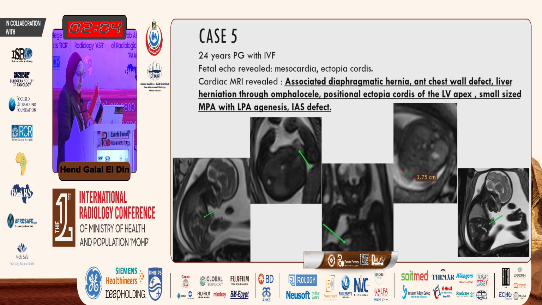These last 2 cases were very interesting. This one is a primigravida with in vitro fertilization. Echo showed mesocardia with ectopia cordis. Cardiac MRI revealed associated diaphragmatic hernia, anterior chest wall defect, left liver herniation through omphalocele, and positional ectopia cordis. It is not true ectopia cordis; it is just positional ectopia cordis of the left ventricle's apex. Also a small sized main pulmonary artery with left pulmonary artery agenesis and interatrial septal defect.